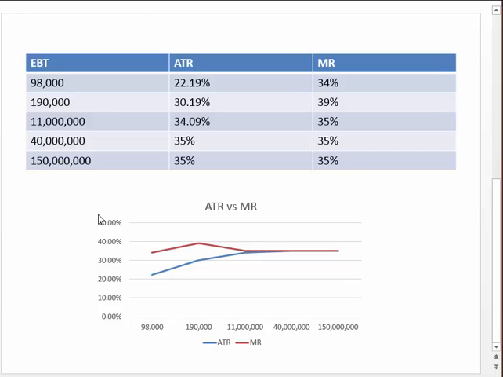Obviously there will be a couple of problems in the course where you can practice your skills at calculating this.